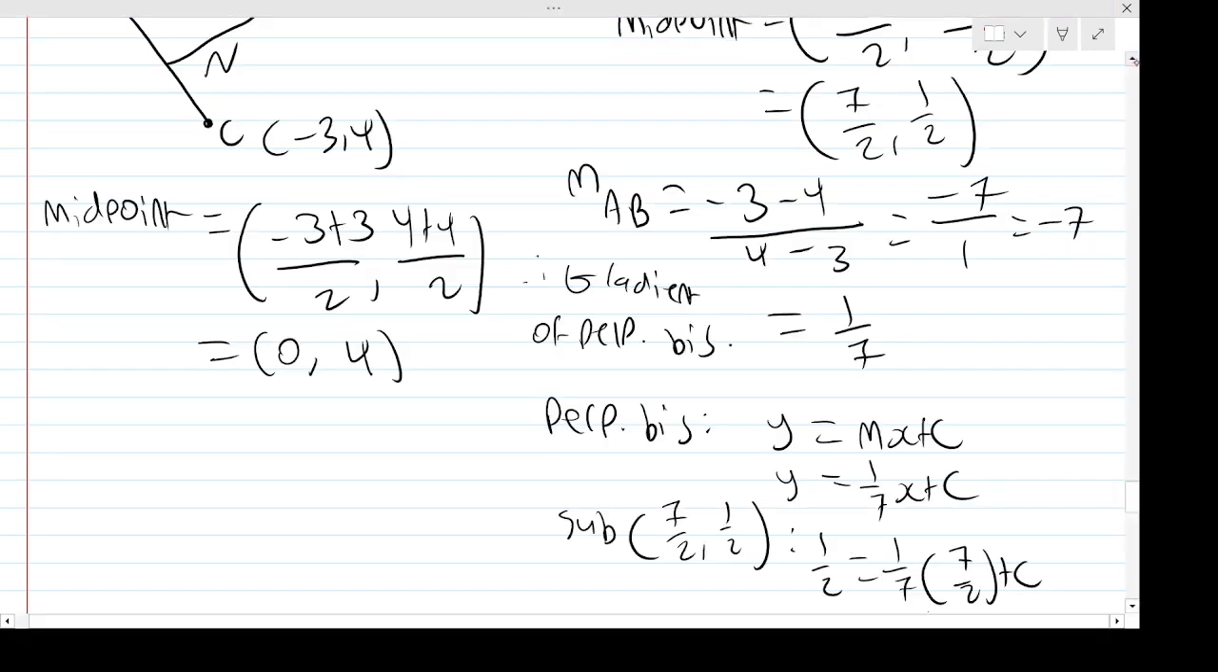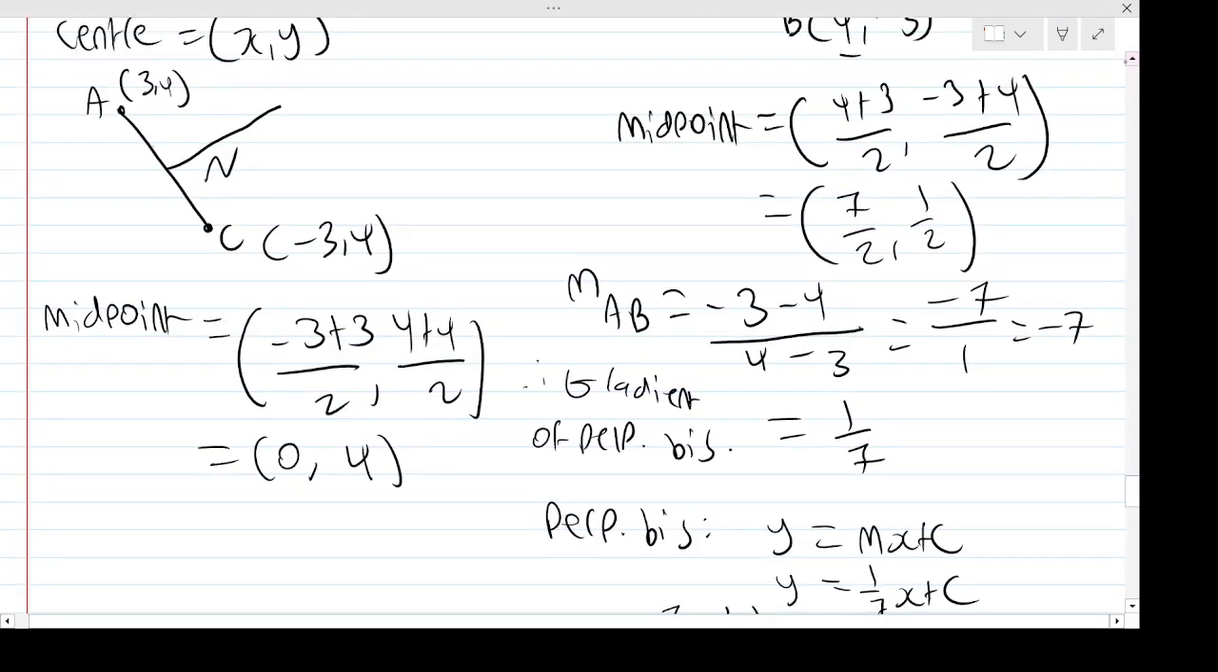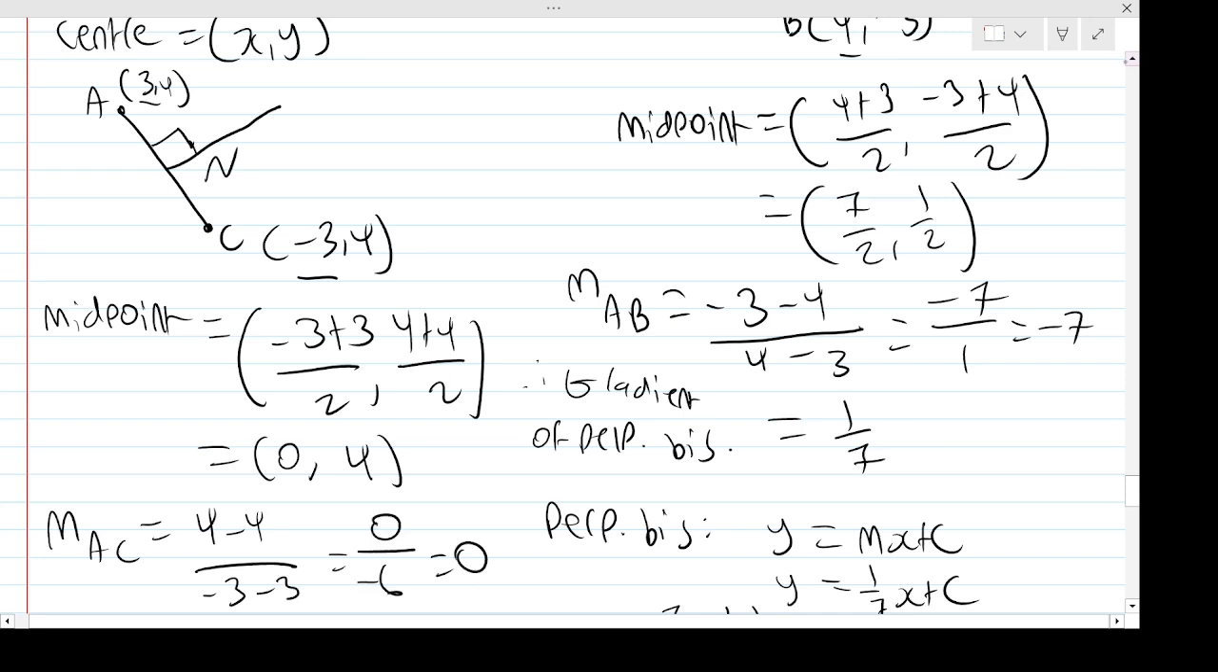But then to find this other perpendicular bisector, it'd be at a right angle to the line AC, the chord AC. So let's consider the gradient between A and C, because then it is perpendicular. Again, that's change in y over change in x. So let's do y first. That's 4, take away the other y value of 4, all over change in x. That's minus 3, take away the other x value of minus 3. So that'd be 4 minus 4 is 0 over minus 6. That goes to 0. Okay, cool.